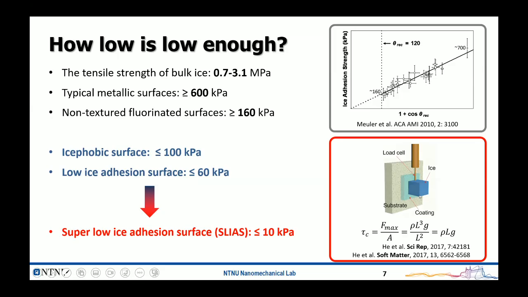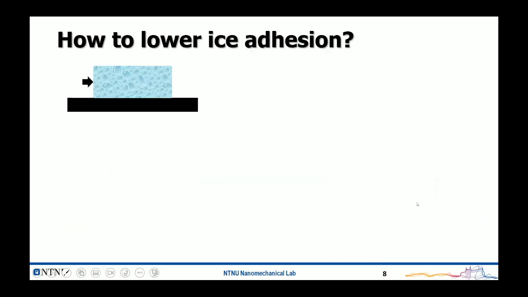The physical meaning of SLIA is that if we have a 1 cubic meter ice cube here, and we do it vertically, and the ice can fall by its own weight, then the maximum shear stress we have at the interface is this 10 kilopascal. So we set our goal of ice adhesion at 10 kilopascal, and to see how we can realize that.